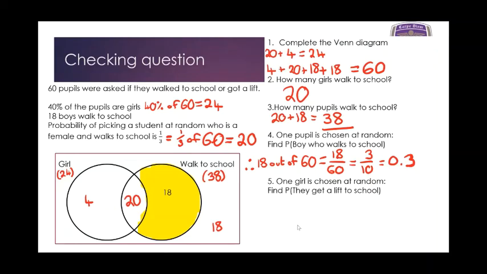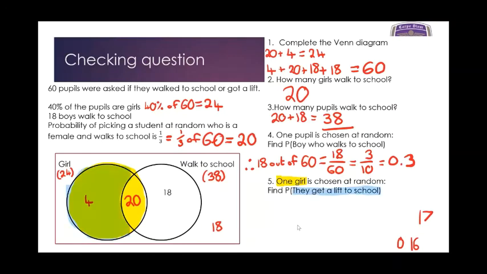And then the last question now. If one girl is chosen at random, find the probability that they get a lift to school. So this is a slightly different question because we're not asking about if a pupil was chosen at random. We're asking if a girl was chosen, so we're already looking at the group of girls and we pick one of the girls at random. Therefore, we need to look at the total number of girls, which is 24. There's 24 girls in total.